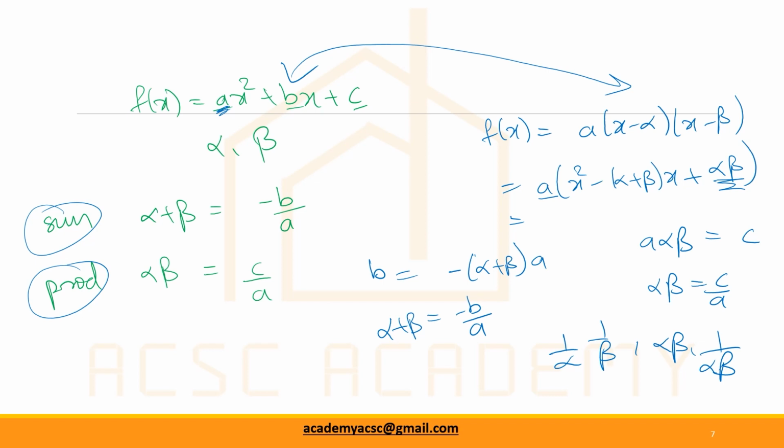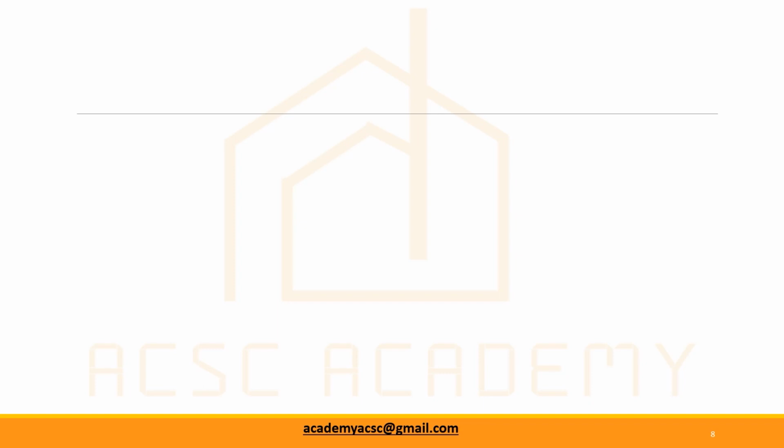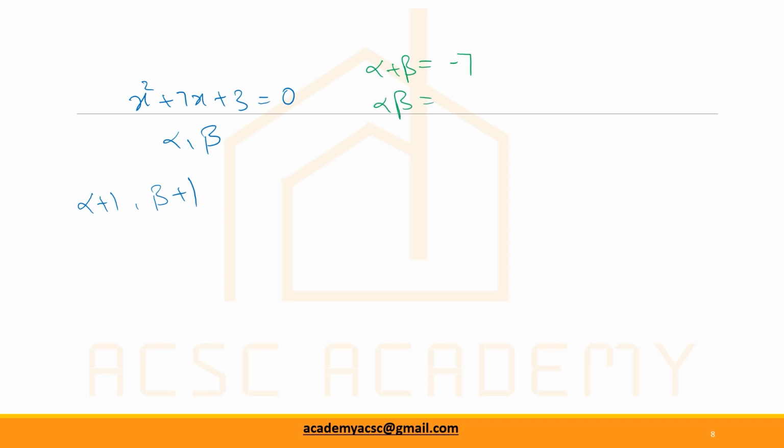Let us consider this particular equation. Let us say you have been given a quadratic equation x squared plus 7x plus 3 equal to 0, and it is said that its roots are alpha and beta, and you have to determine the equation whose roots will be alpha plus 1 and beta plus 1. Simple. How will we proceed for this one? We will not be finding the actual values of alpha and beta, we will simply be taking their sum and product. Alpha plus beta, the sum of roots, will be minus 7 here because a is 1, and their product alpha beta will simply be 3.